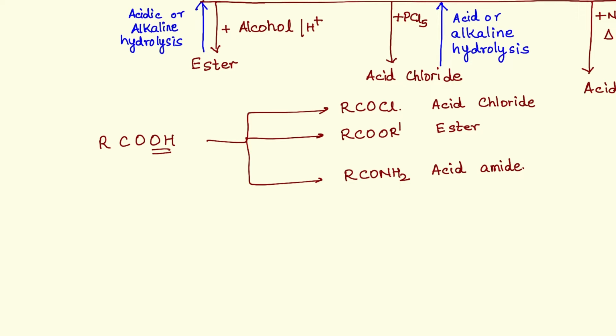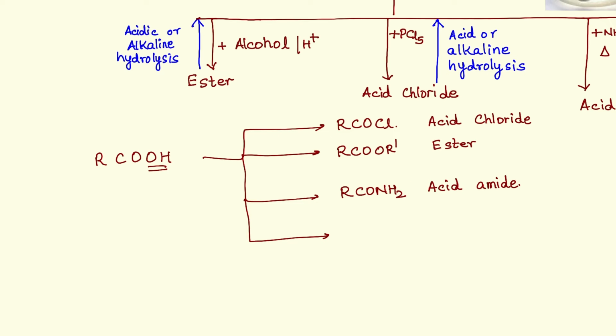By the way, these are all common names. These are not IUPAC names. That is why there is no "acid" in this ester. And you replace the OH by a carboxylate group, an RCOO group, and we have what we call an acid anhydride.